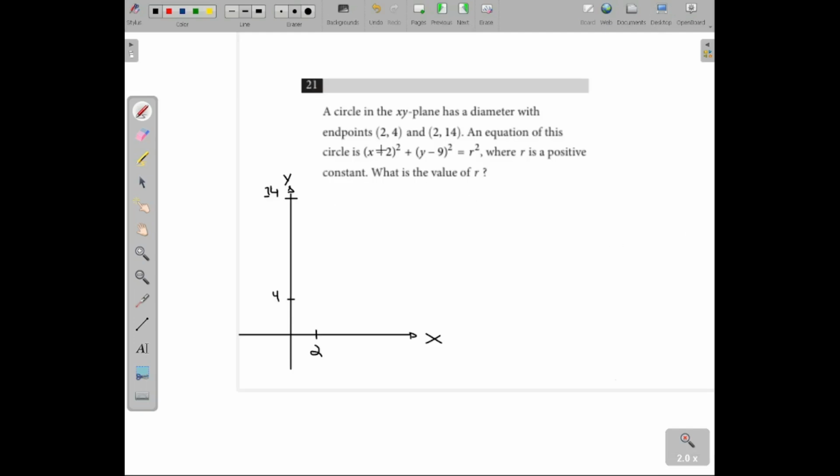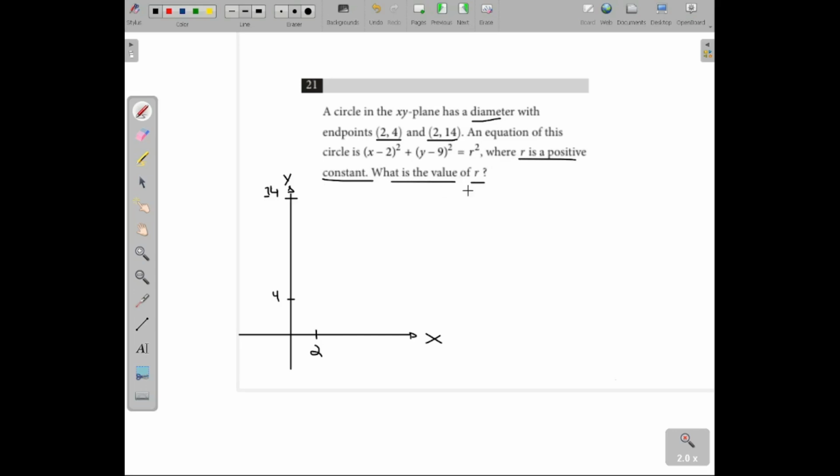Number 21. A circle in the xy plane has a diameter with endpoints (2, 4) and (2, 14). An equation of the circle is (x minus 2) squared plus (y minus 9) squared equals r squared, where r is a positive constant. What is the value of r?